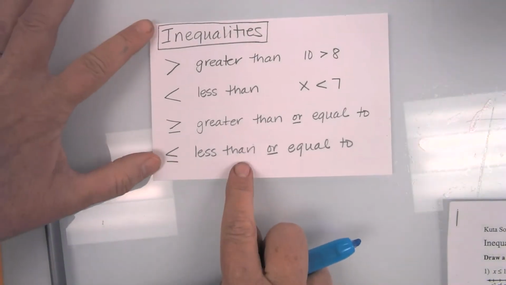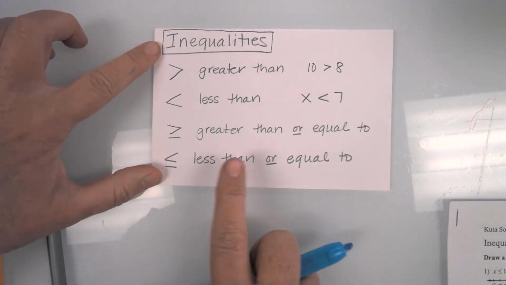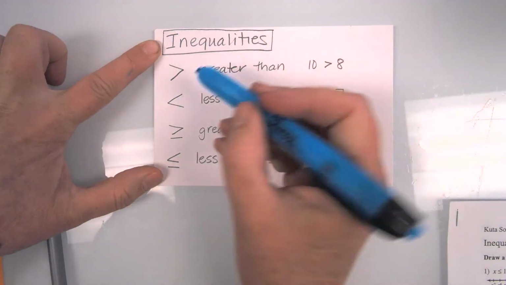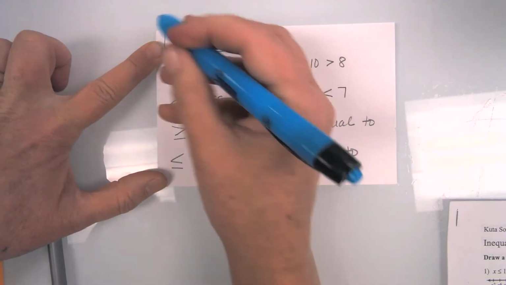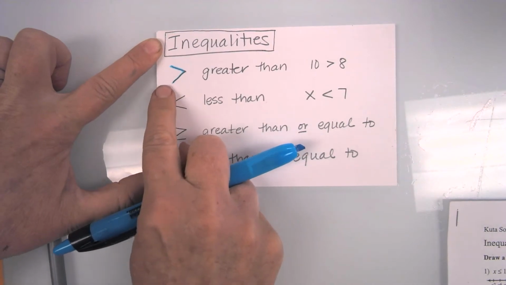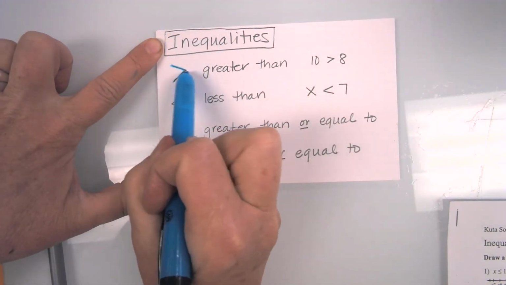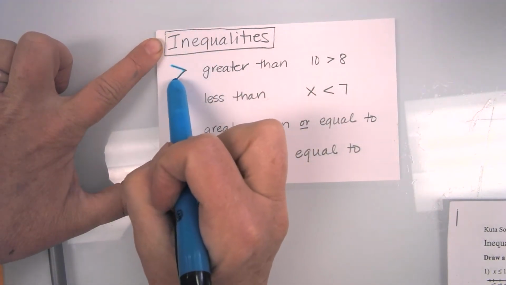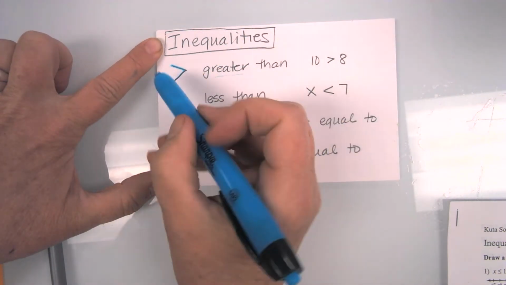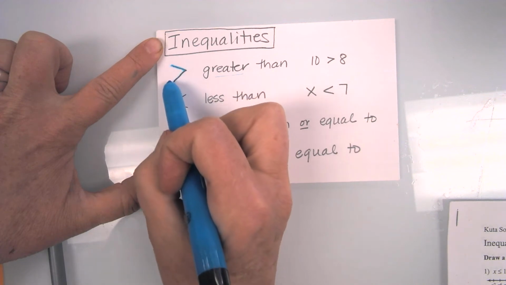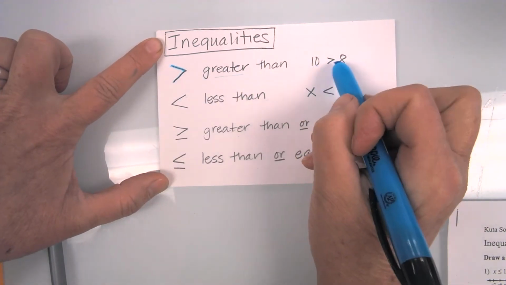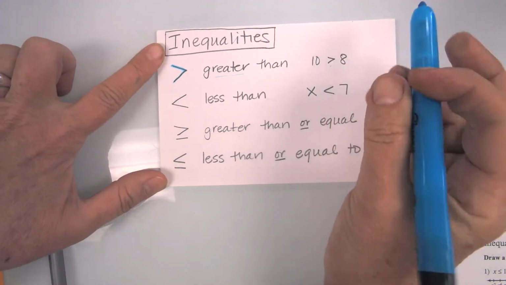You might want to write this down because you'll need this throughout this unit. So there are 4 inequality signs. There is our greater than sign, and notice that the greater side is on the left side. We read inequalities by starting on the left and reading to the right, just like we do in a book and just like we do with the words. So noticing that the greater side is open first, we read this as greater than. So 10 is greater than 8.